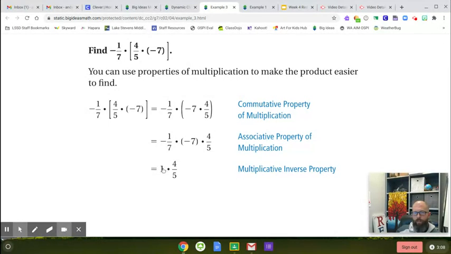And so now I have 1 times 4/5, and anything times 1 is itself. So 1 times 4/5 is 4/5. That's the multiplication property of 1. So 4/5 is your answer. Now, if that's a lot of stuff to remember, flipping stuff around, moving it, by all means, please just do 4/5 times -7, and then take your answer from that, because you did parentheses first, times -1/7, and you will still get 4 over 5. Okay?